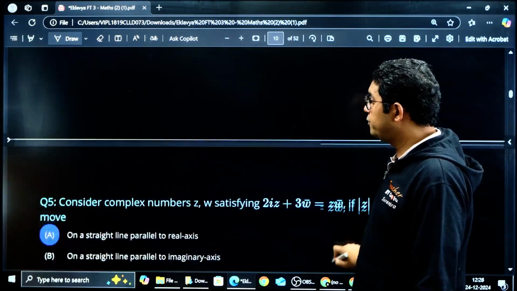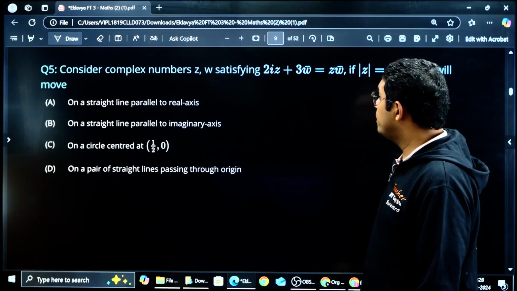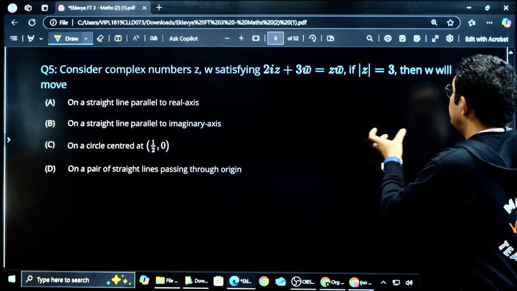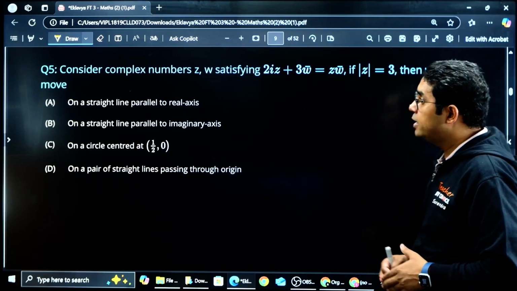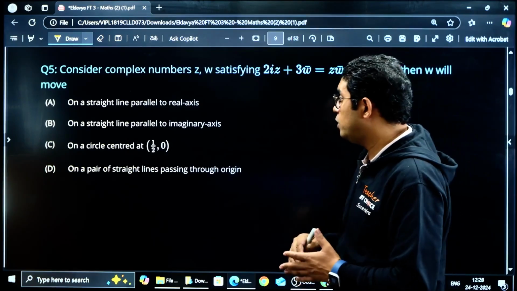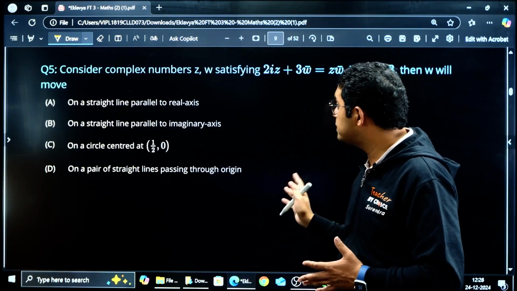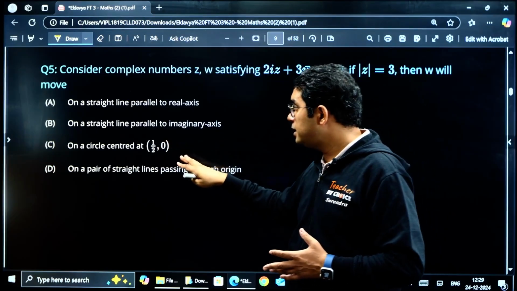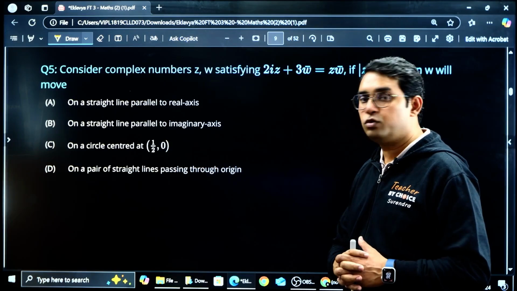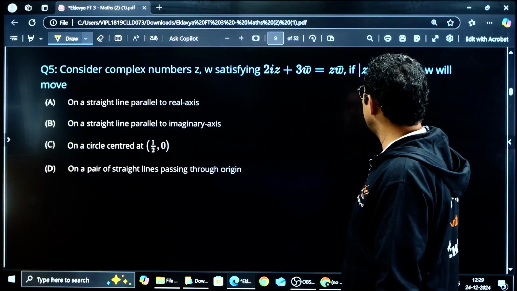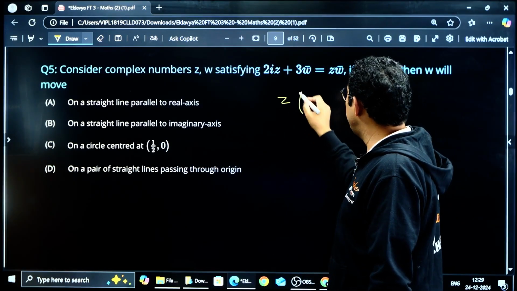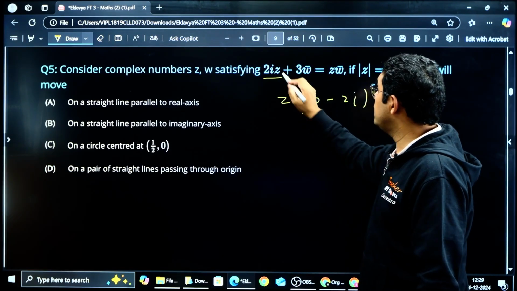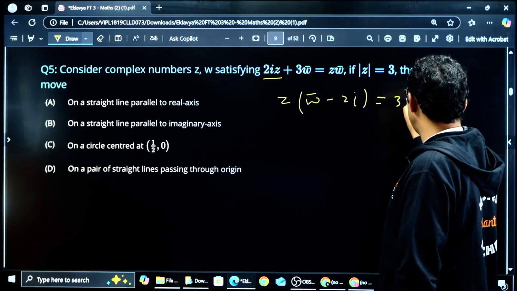Now coming to question number 5. Consider complex number z satisfying this relation, and mod z is equal to 3, then we have to find whether z will move on a straight line, or on a straight line parallel to the imaginary axis, or on a circle, or on a pair of straight lines passing through the origin. Now in this case, we will first solve for z. We will take z on one side. So I'll be having w bar minus 2 iota z term on the right hand side, and that is equal to 3 w bar.